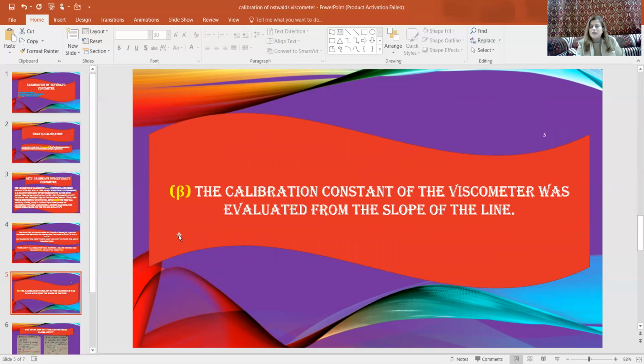Okay, the beta, the calibration constant of the viscometer, was evaluated from the slope of the line. Yes, of course, if there's a straight line, you can calculate the slope. And beta, this calibration constant, will be calculated from the slope of that line, right? How you are going to find the slope, I will tell you.